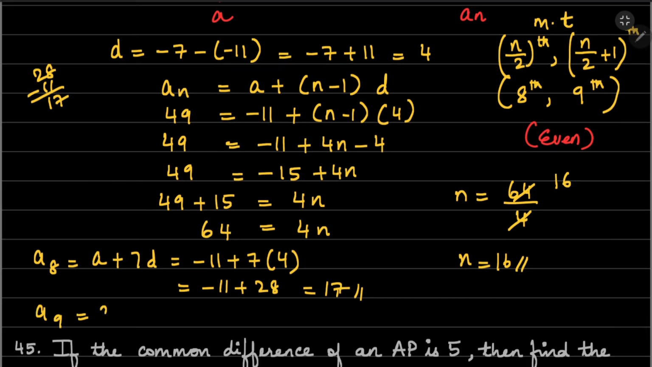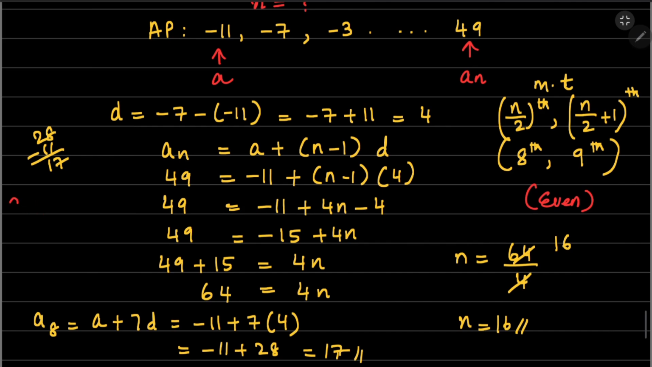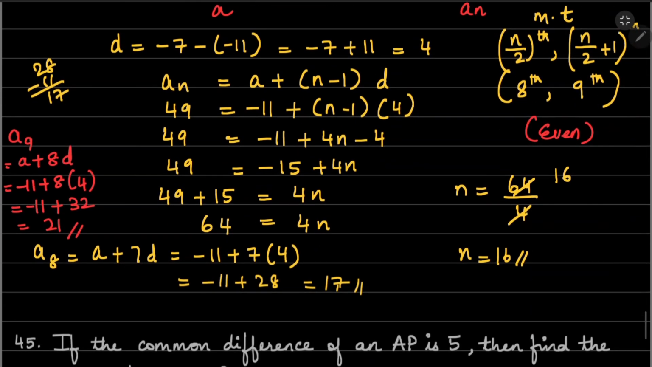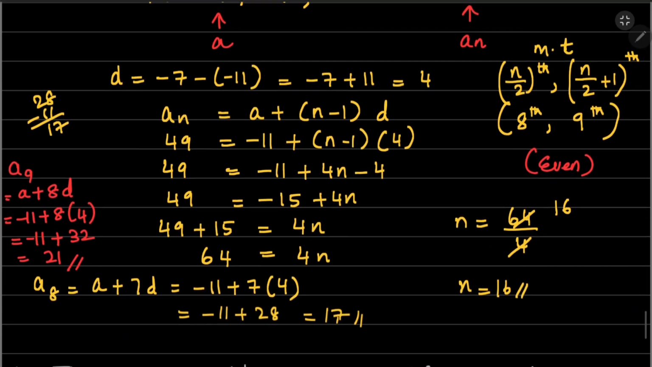Okay, and what will be your 9th term? a9 is equal to a plus 8d. Let me write it clearly. What is your ninth term? a9 will be equal to a plus 8d. What is a? -11 plus 8 into d, which is 4. So -11 plus 8 fours are 32. So what is 32 minus 11? It is 21. So what are the answers? Find the middle term is asked, and your answers are 17 comma 21. 17 comma 21 are the exact middle terms of this particular AP.